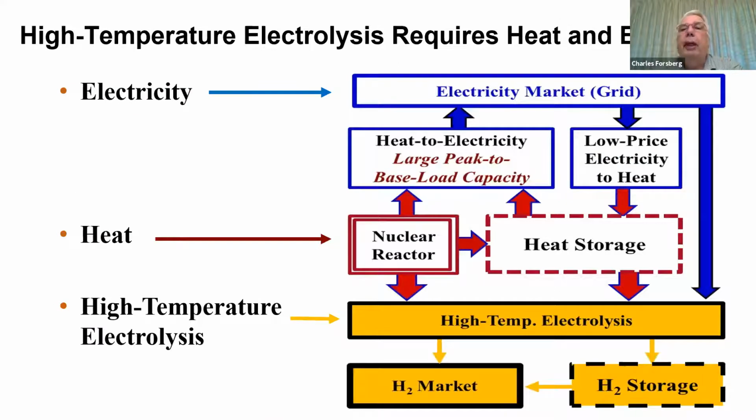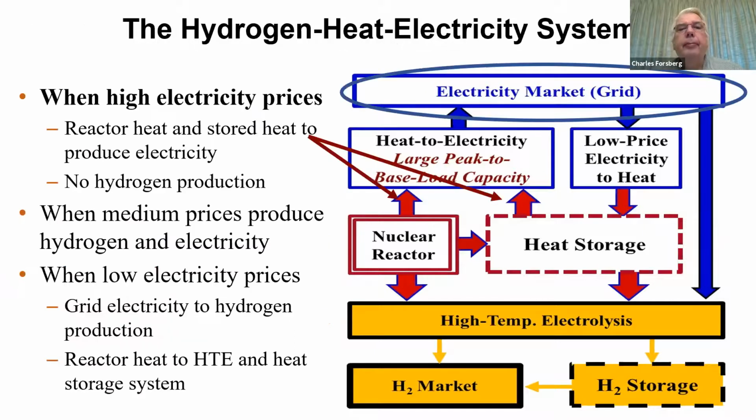Now let us take a look at high temperature electrolysis using heat and hydrogen. Here we show the top part of the system is the system we described earlier. The bottom part of the system is the hydrogen system. And of course, we have high temperature electrolysis, which needs electricity from the electricity market or nuclear reactors, and it needs heat that can come from the nuclear reactor or the heat storage system. The hydrogen can go either into storage or directly to the hydrogen markets. So again, on the middle of the diagram, we have the heat technology. Going upwards, we have the electricity technology. Going downwards, we have the hydrogen technology.